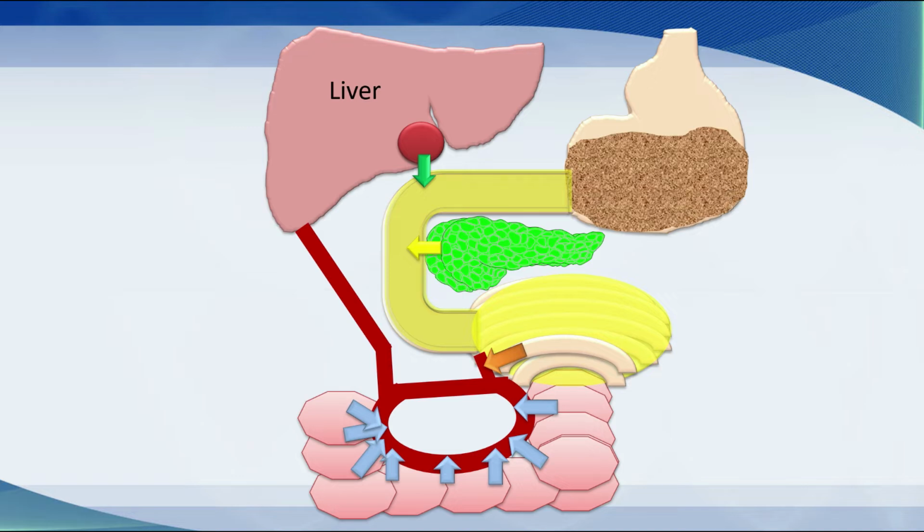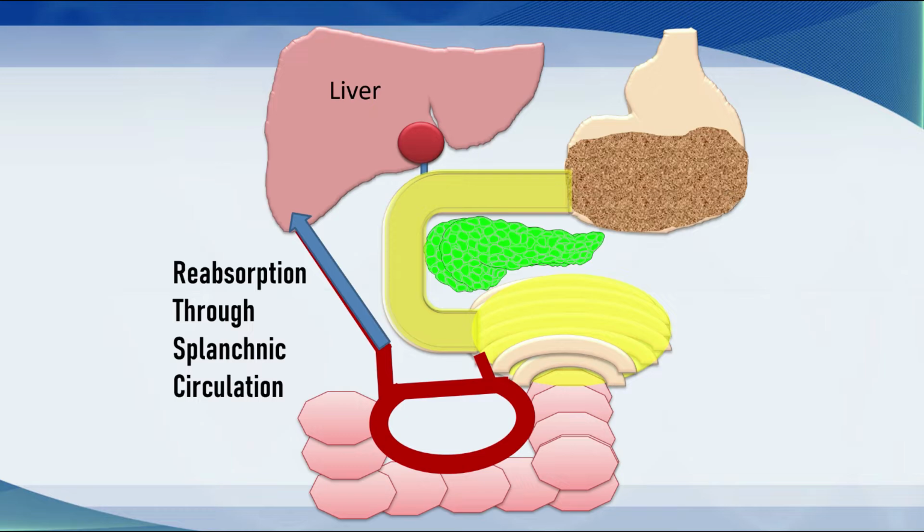That water is reabsorbed through the splanchnic circulation back into the liver, and of course back into the circulation. So essentially there is this cycle of fluid that the body secretes and reabsorbs, plus the water that is derived from the food, and of course water that we drink ourselves.